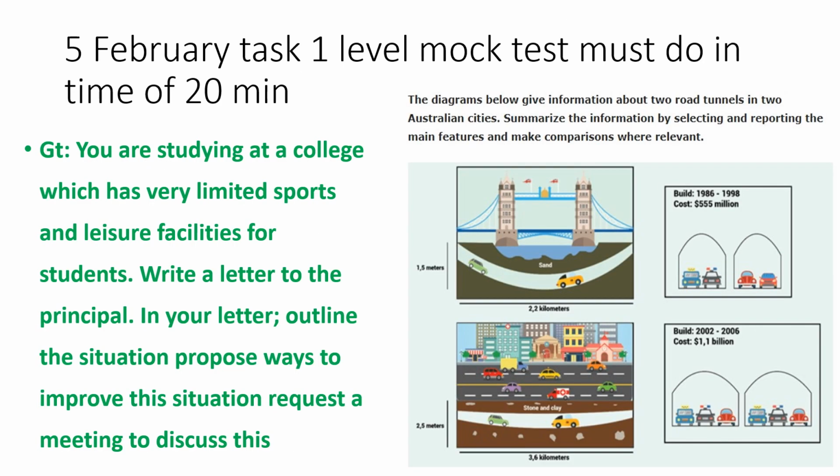And for task 1, this is the level of exam that is going to be for general and academic. It will be easy, not very difficult. If you know the structure and the synonyms, it will be quite easy for you to write your writings on 5th February. So for GT students, a formal letter to your principal about the limited sports activities. And for academic students, it's a map.